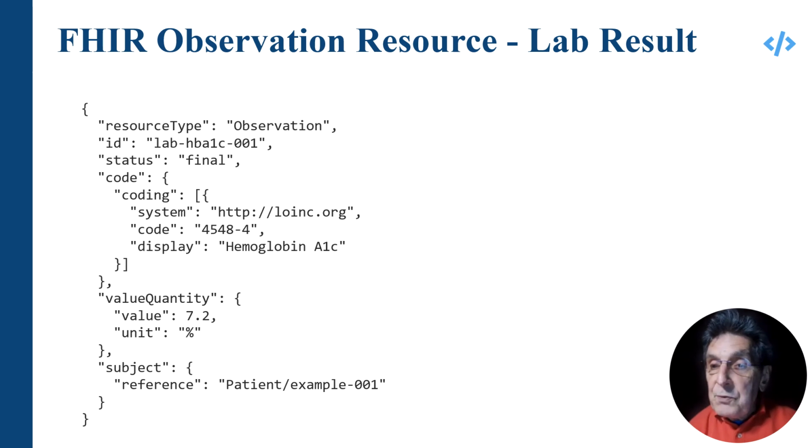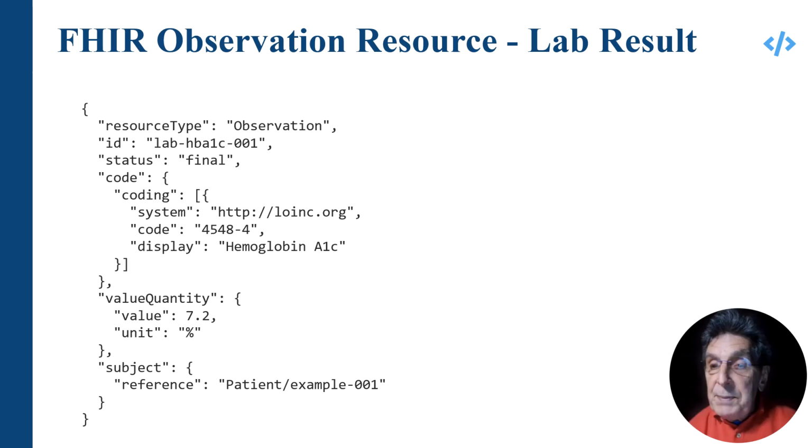The status field indicates this is a final result. The lab is done, and this is the official value. Other statuses could be preliminary or canceled. The code element is where LOINC coding comes in. Notice the structure. There's a coding array, and each coding has a system URL identifying where the code comes from, the code itself, and a human-readable display.